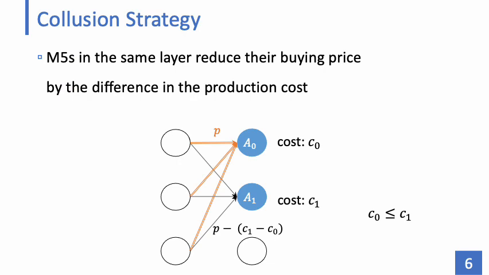Next, I'll talk about collusion strategy. M5 shares the information of the production cost. When M5s are in the same layer, M5s reduce the buying price according to the production cost. The higher the production cost, the lower the buying price. Of course, this agent will buy less. Agents with lower production cost are more likely to attract inputs.